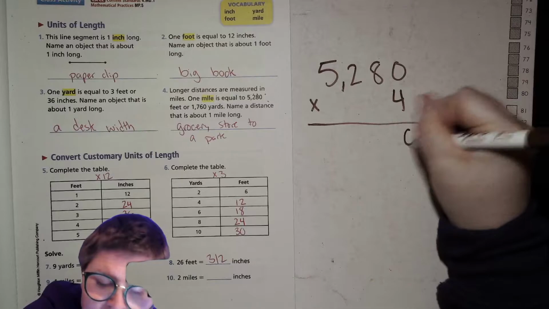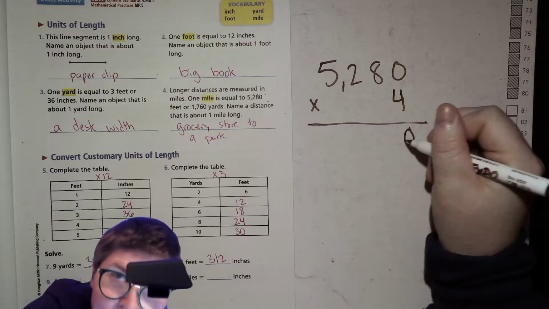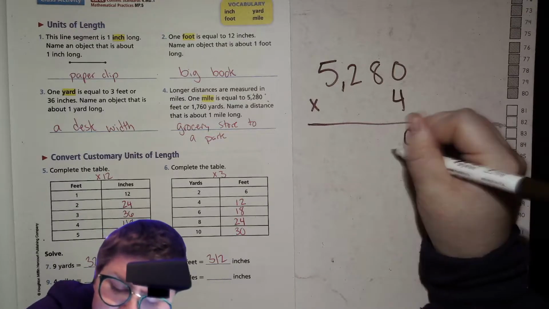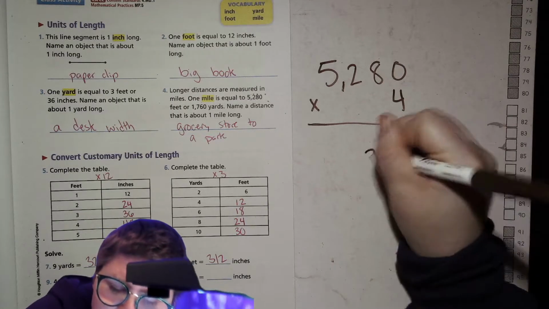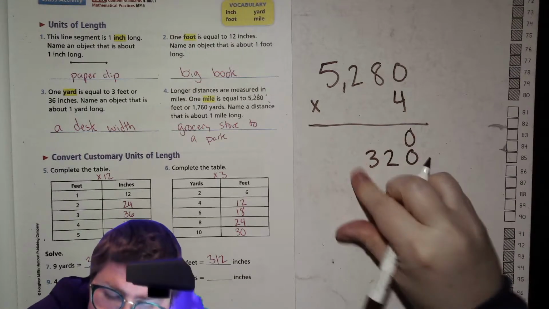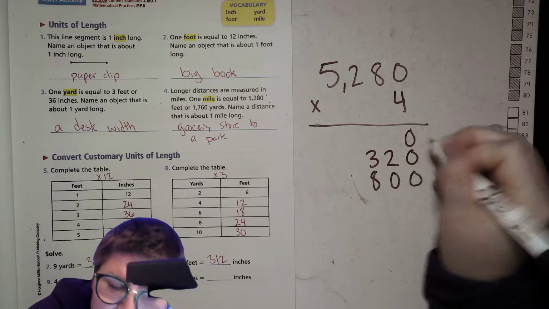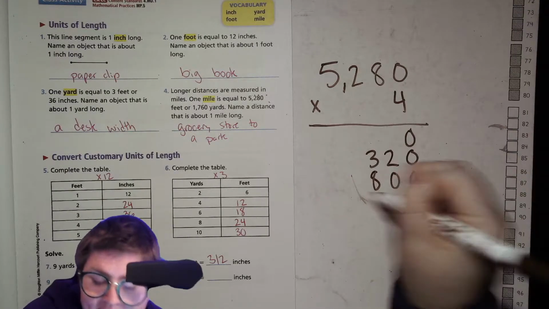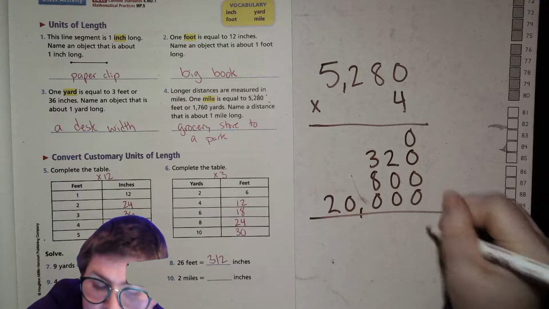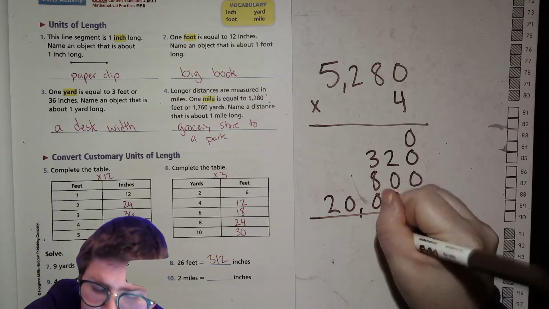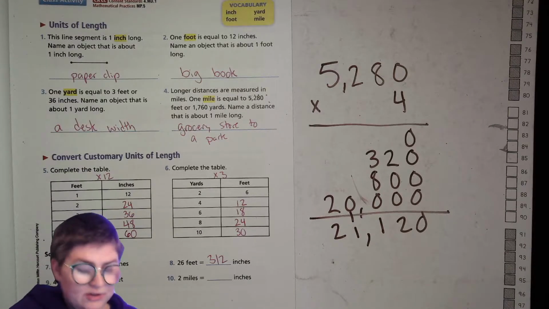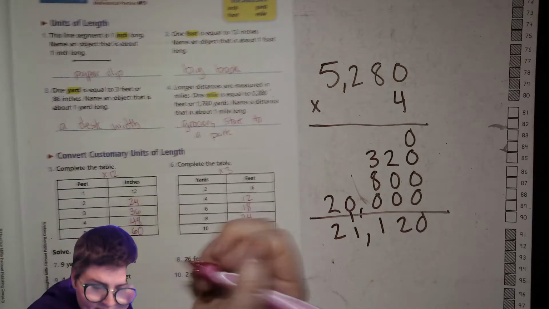4 times 0 is 0. 4 times 80, well, 4 times 8 is 32, so 32 tens, so 320. 4 times 200 is 800. And 4 times 5,000 is 20,000. So 21,120 feet in 4 miles.